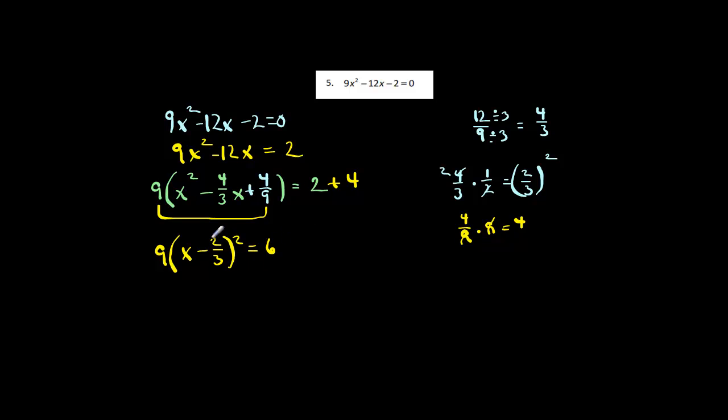And we got the 2/3 by taking either half of this, which is 2/3, or we just take the square root of this. And don't forget we use this sign. So now we divide both sides by 9. When I take 6 and divide it by 9, I get 2/3. Take the square root of both sides.